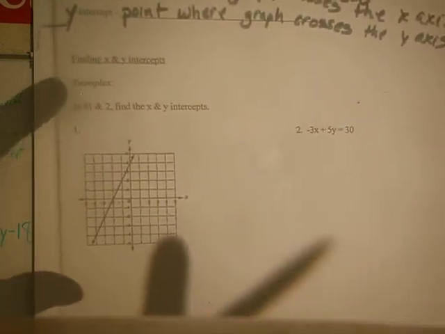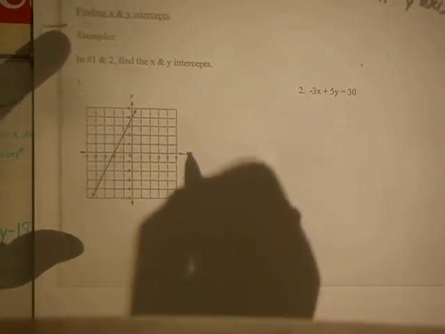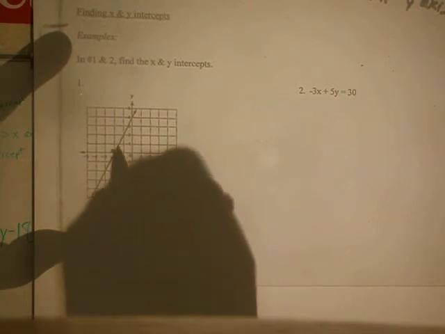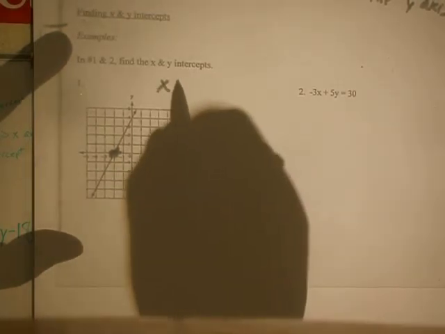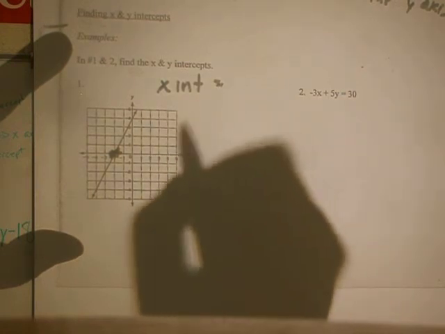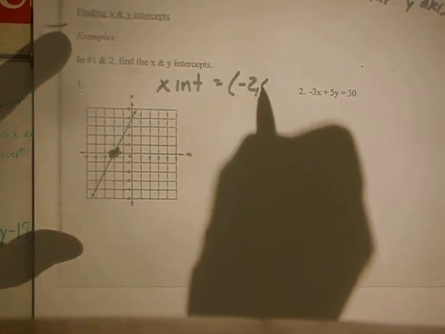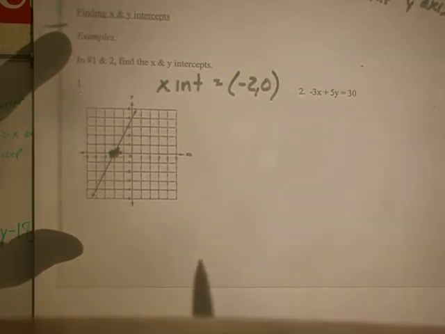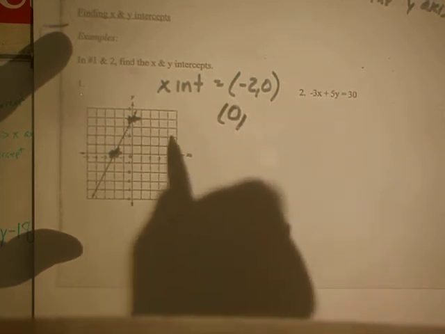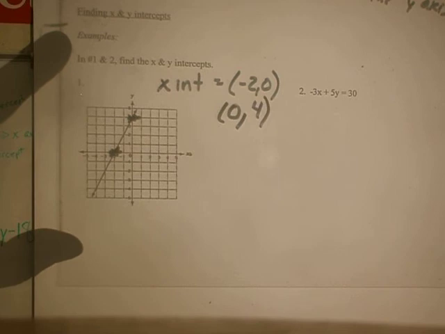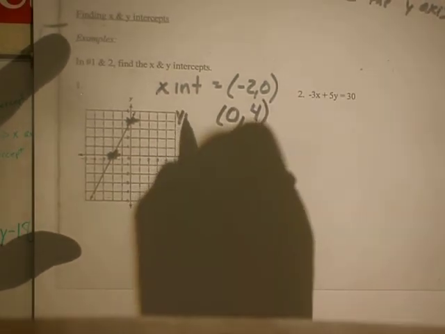Now let's look at this picture right here. This is your x-axis. So this right here is your x-intercept. X-intercept, that's where it crosses the x-axis. So your x-intercept right here will be -2, 0. Your y-intercept is up here where that graph crosses your y-axis, and that will be 0, 4, and that is your y-intercept.